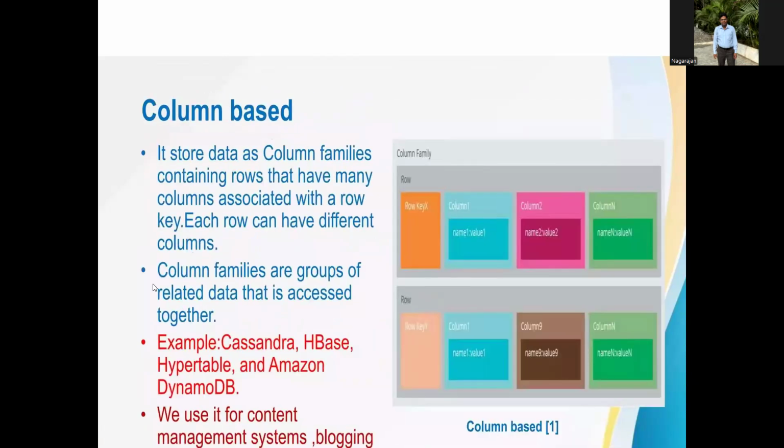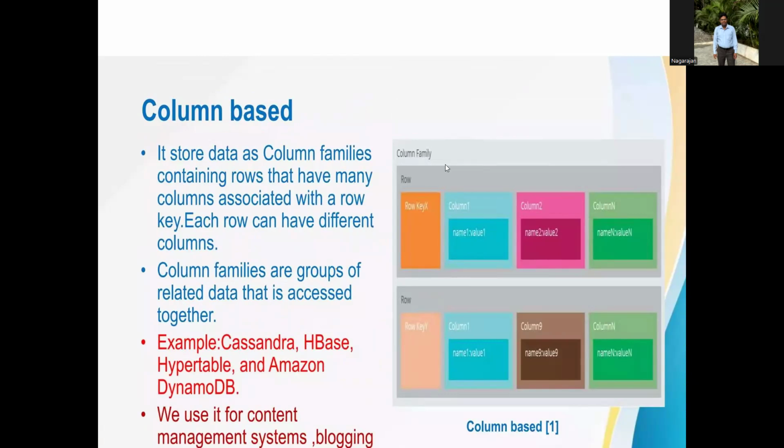Then column-based. Here there is a row, and all are columns basically. You can see in the diagram: column 1, column 2, column 3, and again column 1, column 2. This is also helpful to understand and work with any database. Examples are Cassandra, HBase, and DynamoDB.